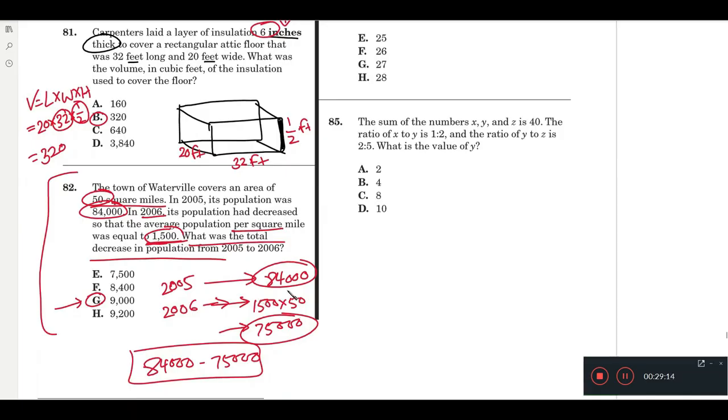Do you understand why I multiplied 1,500 with 50? Yeah, because that was the average. When you multiply the average by the quantity, it gives you the total.